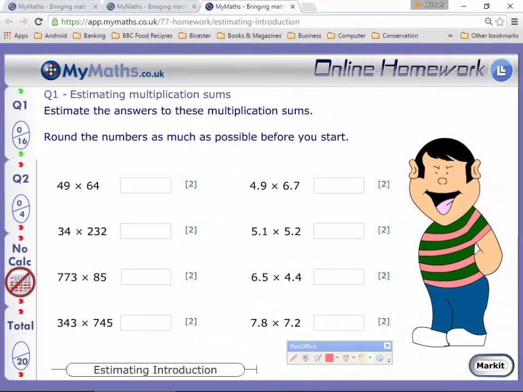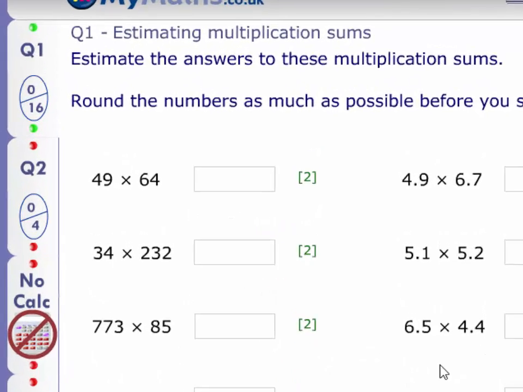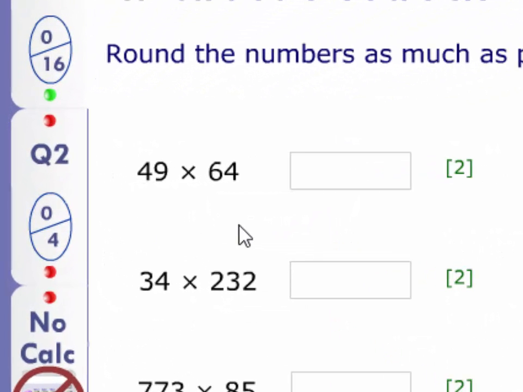Now in these questions we're asked to estimate the answers to some multiplication sums, and we're going to do that by rounding the numbers as much as we possibly can before we start doing the multiplication. So let's have a look at the very first one over here. 49 times 64. The simplest thing to do would be to take the 49 and make it 50, and the 64 and round it down to 60. So we'll do just that.